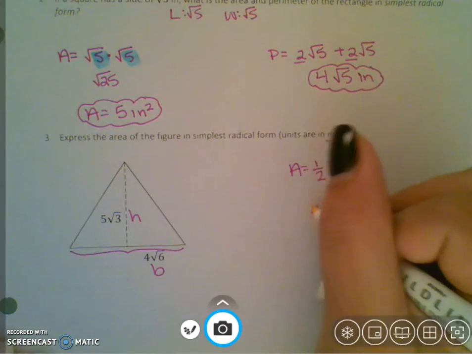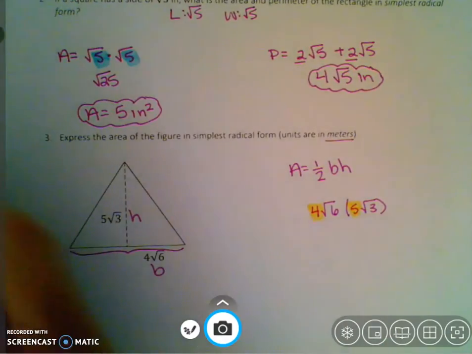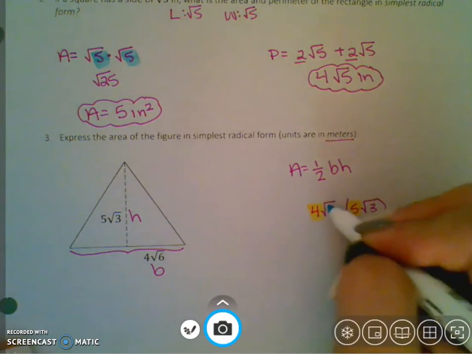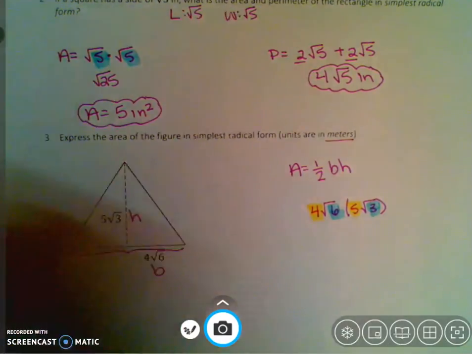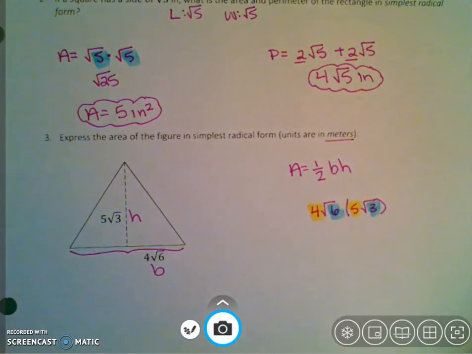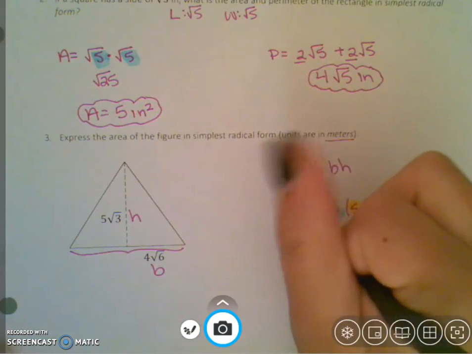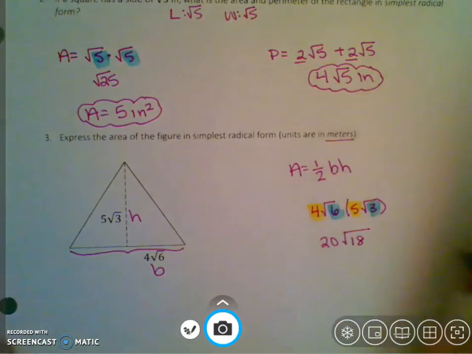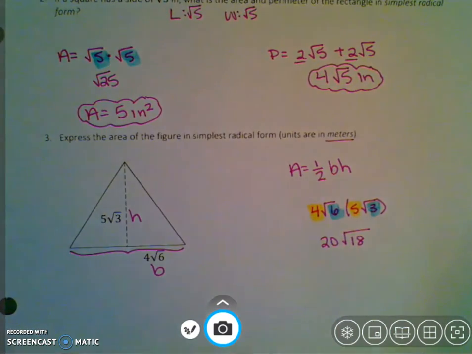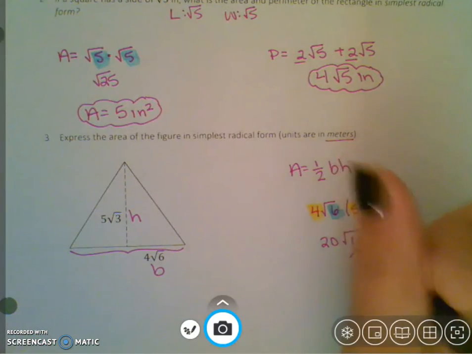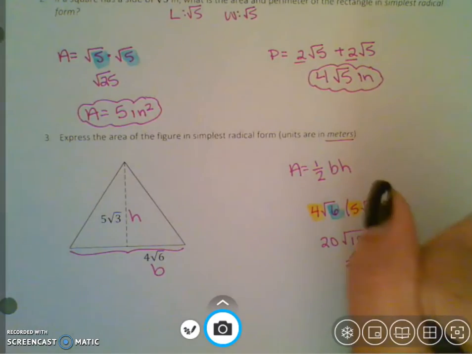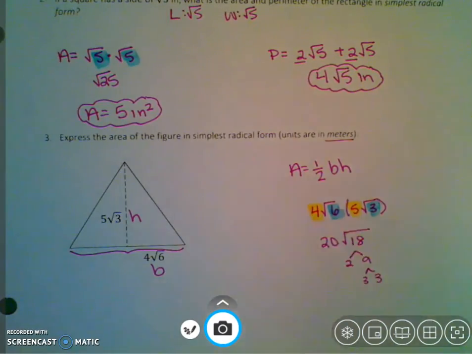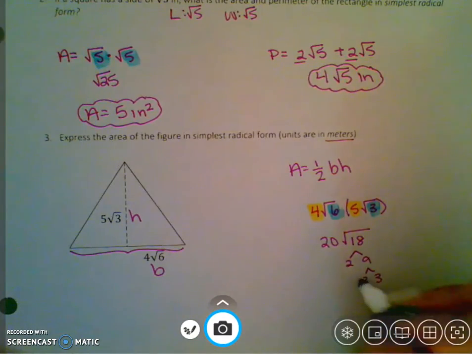Just like before, when you're multiplying, you can only multiply outside with outside and inside with inside. So 4 times 5 is going to give you a 20. Square root of 6 times 3 is 18. We've done this enough that I know that 18 is going to break down: 2 times 9, 3 times 3. Again, we have a pair and a single.